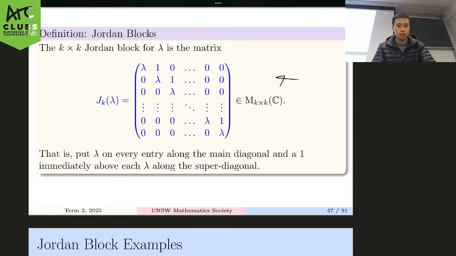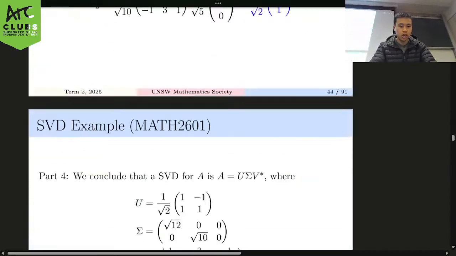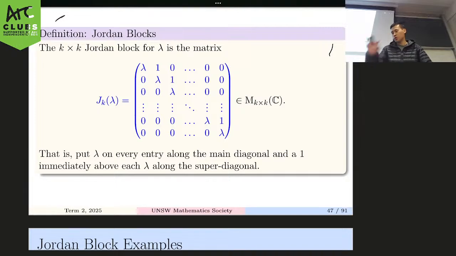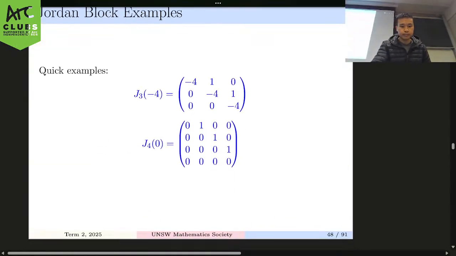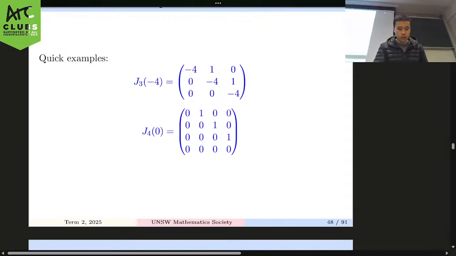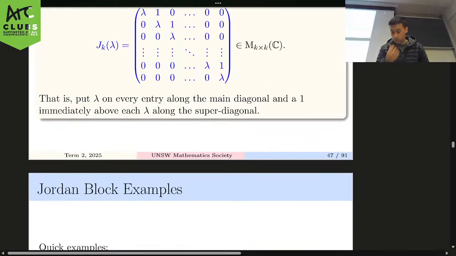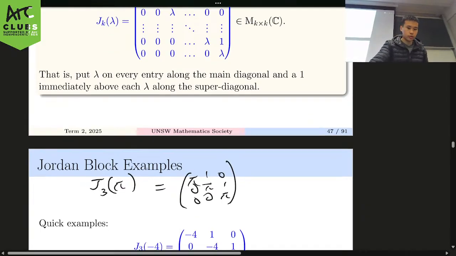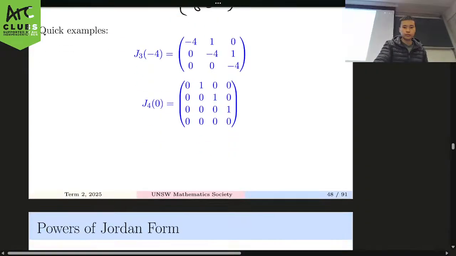Essentially, if we have J_k of lambda, k is the size of your matrix, and lambda is the eigenvalue put in for each of the diagonals. So these are a bunch of random examples. I just have J_3 of pi. That's equal to pi on the diagonal, but above each of those is a 1, like this. So, random example there.